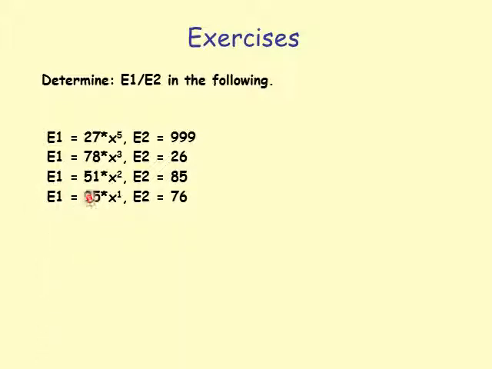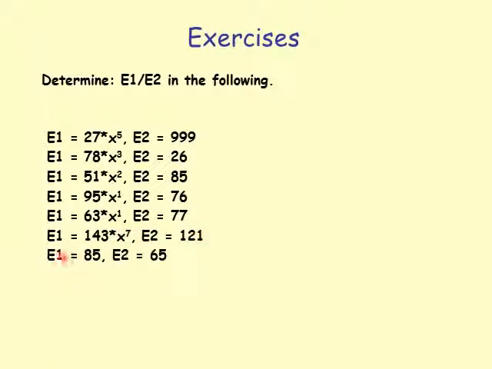Next, E1 is 95x and E2 is 76. Next, E1 is 63x and E2 is 77. Another one: E1 is 143 times x to the 7th power and E2 is 121. E1 is 85 and E2 is 65.